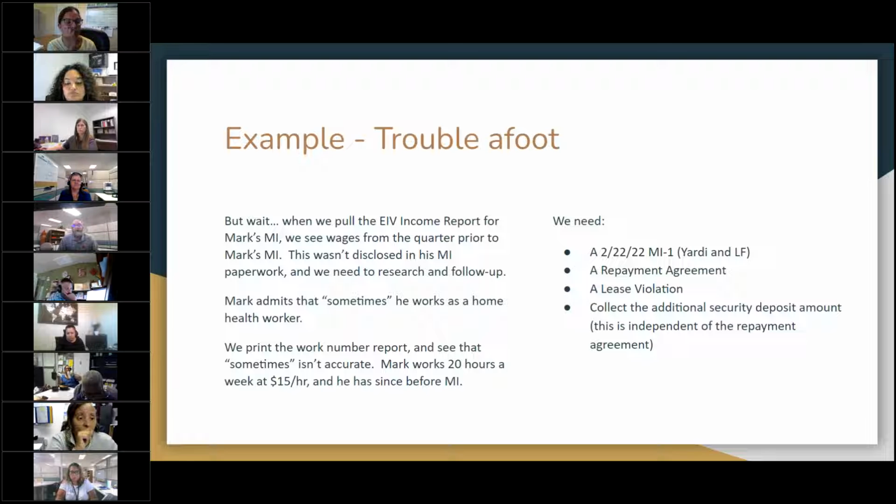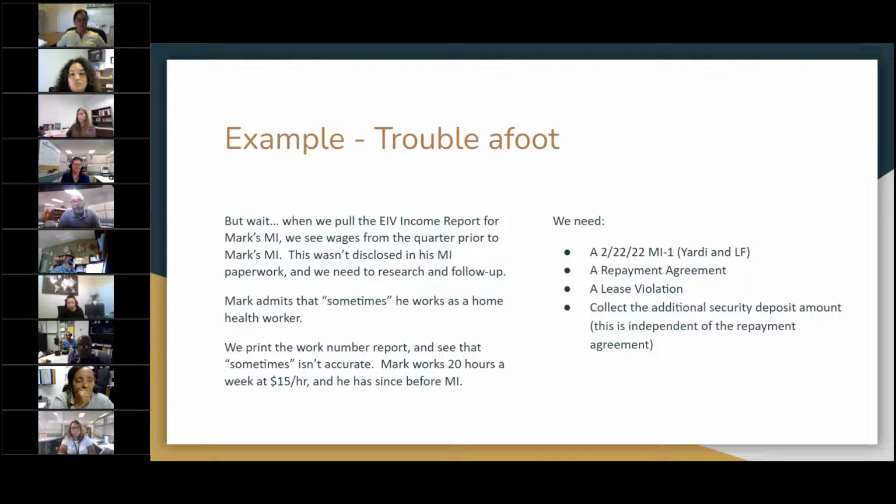Right about now actually is time to pull his EIV income report within 90 days of sending his move-in in. And something doesn't feel right. So we start looking at that move-in report. We realize he has income from a home health company that he didn't report from the month prior or the quarter prior to his move-in. We ask him about it. He says, yeah, sometimes I work there. We print the Work Number report, and he works there 20 hours a week, every week.